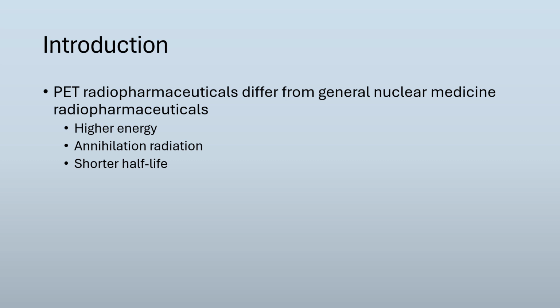And then it also has a shorter half-life. Almost all of our PET radionuclides will have a shorter half-life than the general nuclear medicine ones. There are a few exceptions to the rule. For example, copper-64 has a longer half-life than some of our general nuclear medicine imaging, but for the most part, especially our cyclotron-produced radionuclides tend to have a shorter half-life.